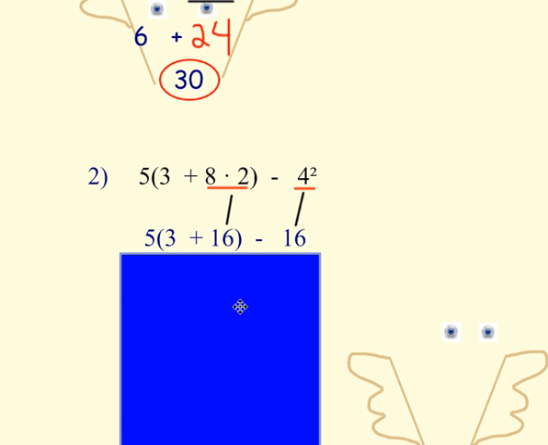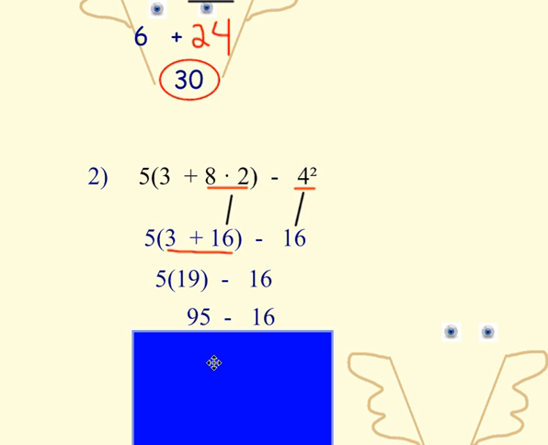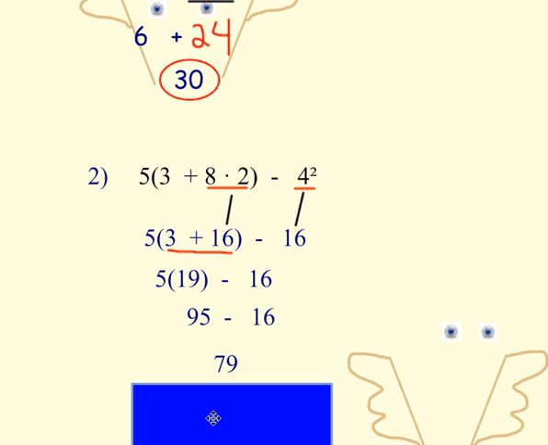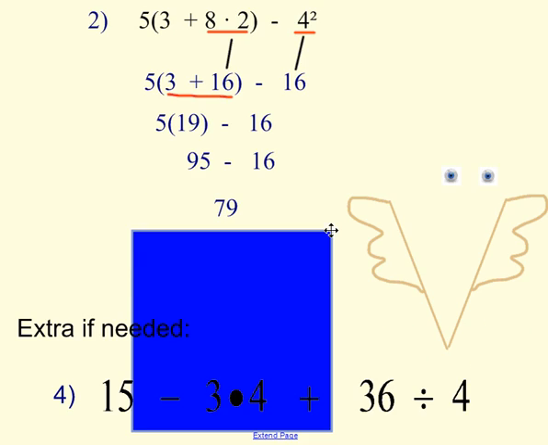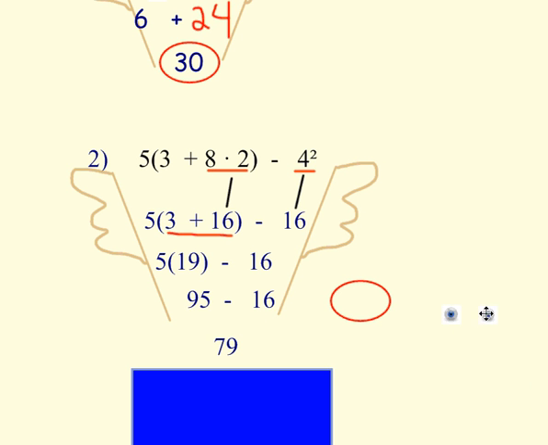Then the next thing I've got to do is, okay, I still have parentheses. So I go within my parentheses and I go 3 plus 16, and I'm going to get 19. Now I've got to go 5 times 19, which is 95. I subtract 16 and I get an answer of 79. And again, if you are staying organized, it should look like a reindeer, or whatever particular animal this looks like to you.